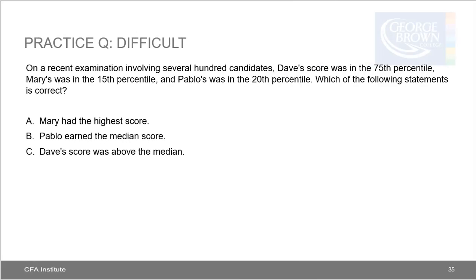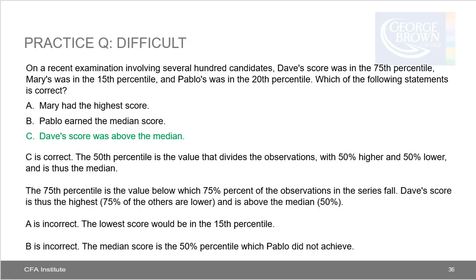So a very quick question from the learning ecosystem. Difficult categorization. On a recent examination involving several hundred candidates, Dave's score was in the 75th percentile, Mary's was in the 15th percentile, and Pablo's was in the 20th percentile. Which of the following statements is correct? A, Mary had the highest score. B, Pablo earned the median score. Or C, Dave's score was above the median.